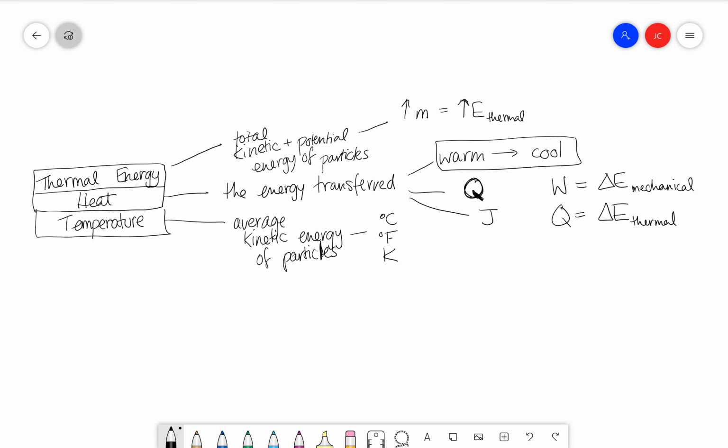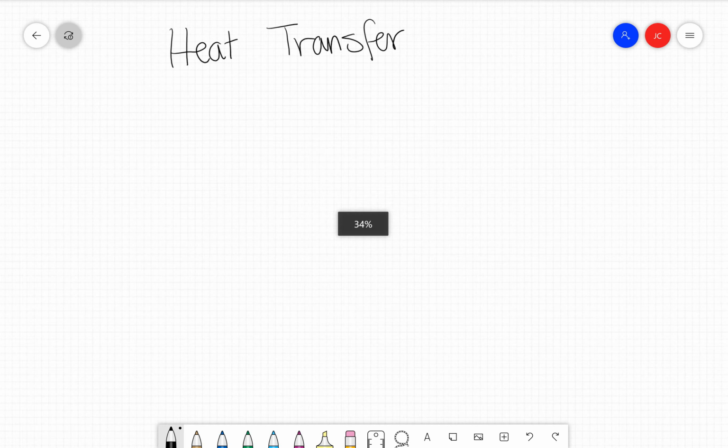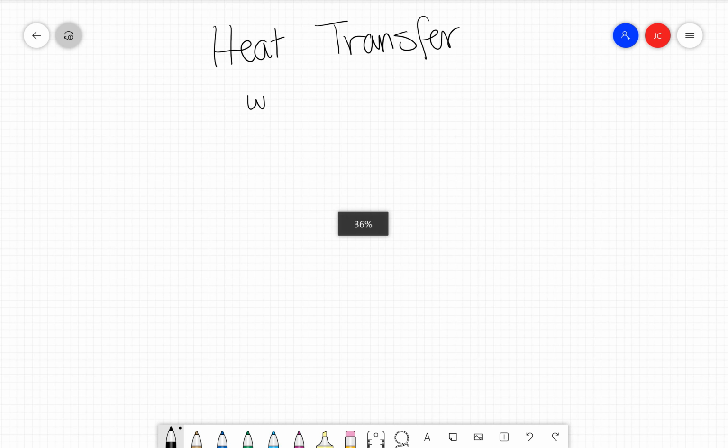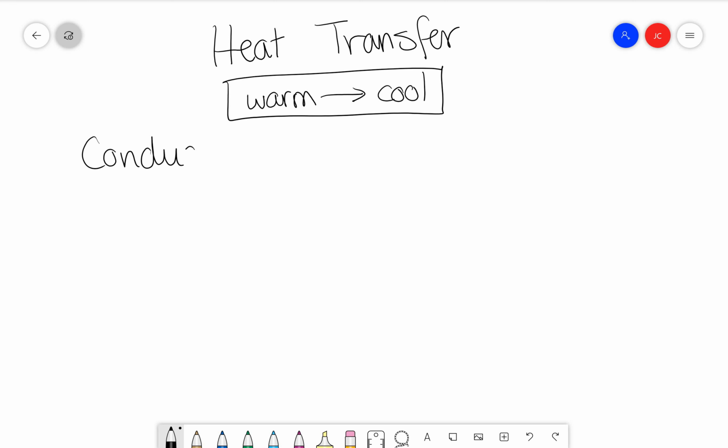Okay, next topic here: the types of heat transfer. We just talked about the concept of heat and how its basic thing is that it transfers always from a warm substance to a cool substance. Every time, always like this. Heat transfer itself can happen by 3 different mechanisms. And the 3 mechanisms are called conduction, convection, and radiation.